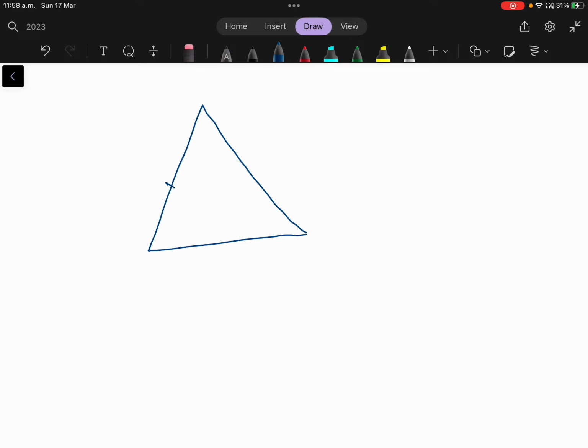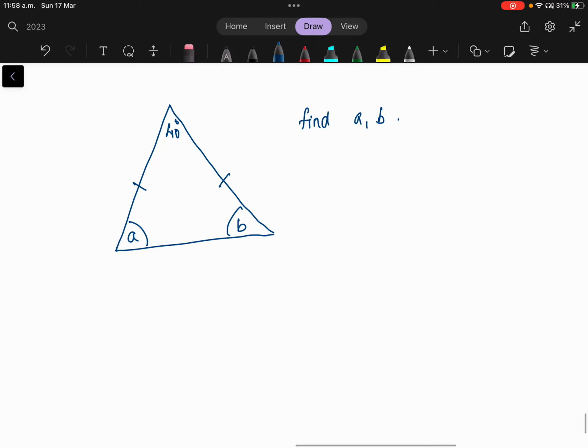Okay, this is a triangle, and I'm just marking it like this. What does it say? It says that two sides are equal, and they're saying that this angle is 40 degrees. They're asking us to find A and B. So the question is: find A and B. You can pause the video, attempt this question on your own, and then come back and watch the video.